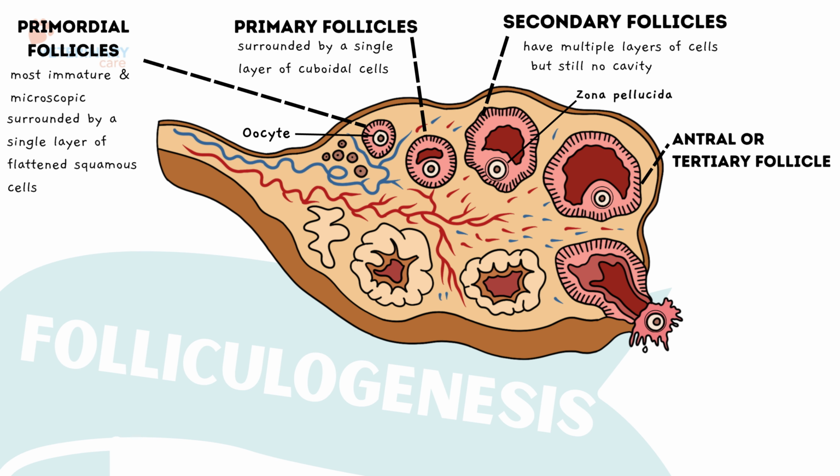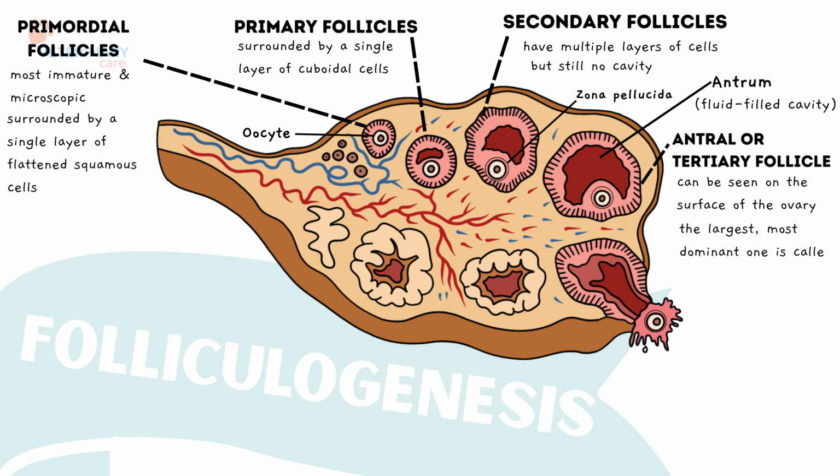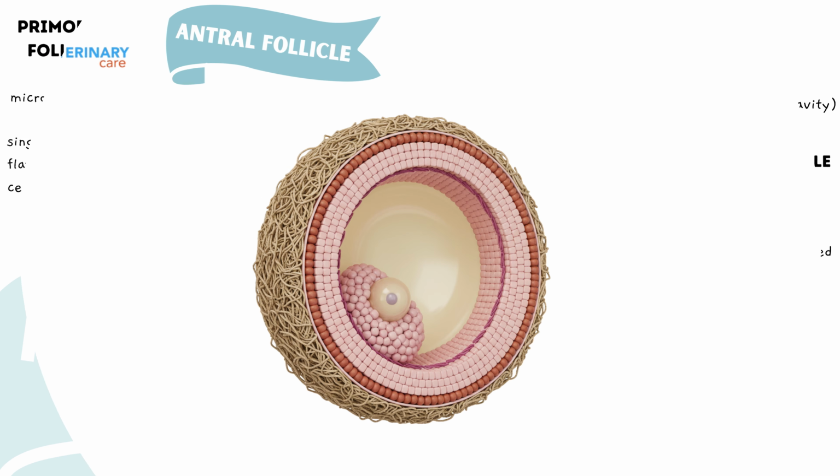The next stage is the antral or tertiary follicle, which now has a fluid-filled cavity called the antrum. These follicles can be seen on the surface of the ovary, and the largest, most dominant one is called the Graafian follicle. The antral follicle itself is organized into layers.